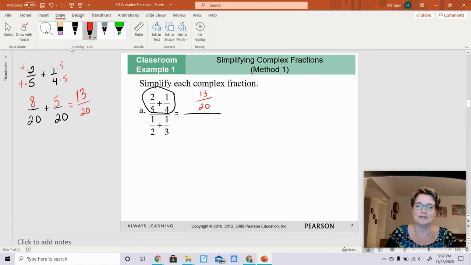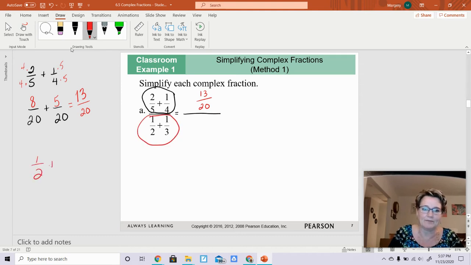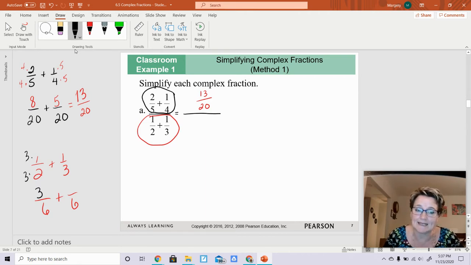Now I'm going to do the bottom, the denominator. Over here I have 1/2 plus 1/3. I'm going to find a common denominator. I'm just going to multiply 2 times 3, which is 6. Whatever I do to the bottom, I've got to do to the top. 3 times 1 is 3. Now, what would I do to 3 to get 6? I times it by 2. Whatever I do to the bottom, I've got to do to the top. 2 times 1 is 2. So that gives me my denominator 6. So 3 plus 2 is 5. So this is going to be 5/6.